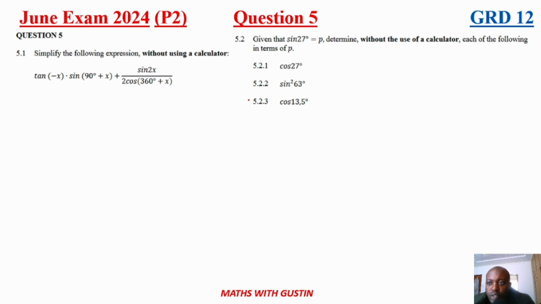Let's have a look at this one. Question 5.1 is a trigonometry question. It says here, simplify the following expression without the use of the calculator. So in this case, guys, you need to be able to remember this one from your Cartesian plane.